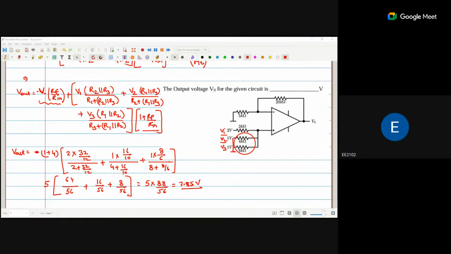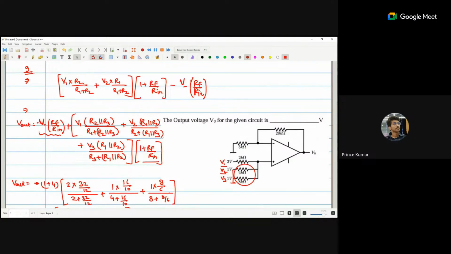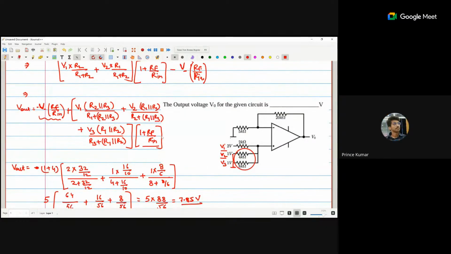Prince, any doubt? Yes, sir. In the starting, you said ground the 1 volt and 1 volt, right? Then we apply the superposition theorem. We consider one voltage source and the other two will be grounded, because a voltage source is replaced by a short circuit. Oh, okay, got it.